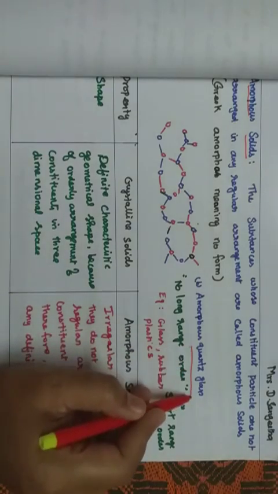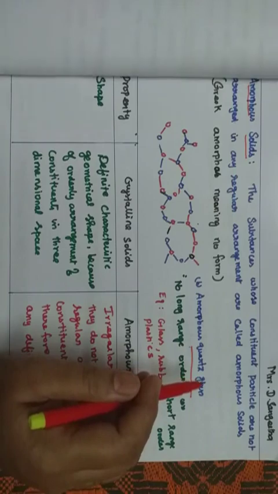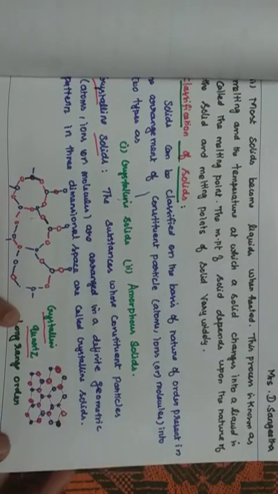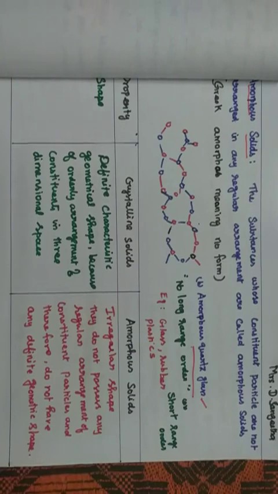Quartz is an example of a crystalline solid. It's very, very important. Quartz glass is an example of an amorphous solid. Quartz glass is silicon dioxide. The glass which is made up of silicon dioxide is known as quartz glass. Glass is an example of an amorphous solid. Glass, rubber, plastic, all of these are examples of amorphous solids.